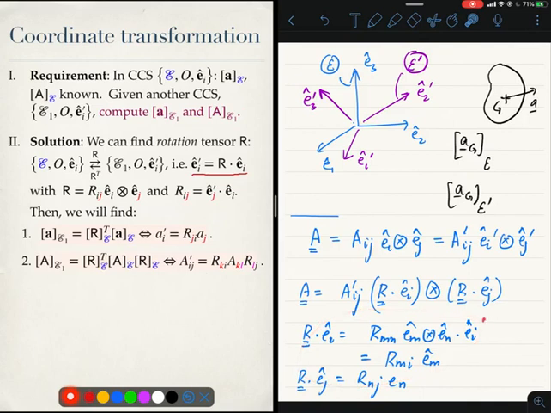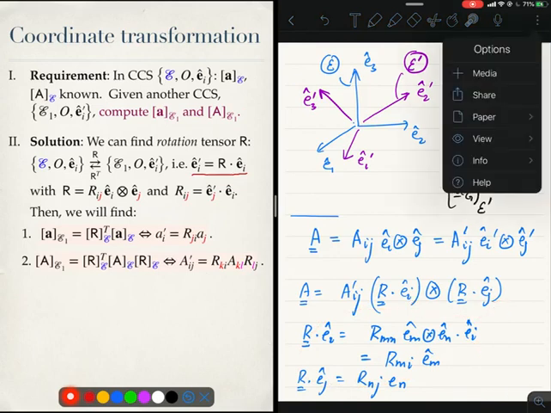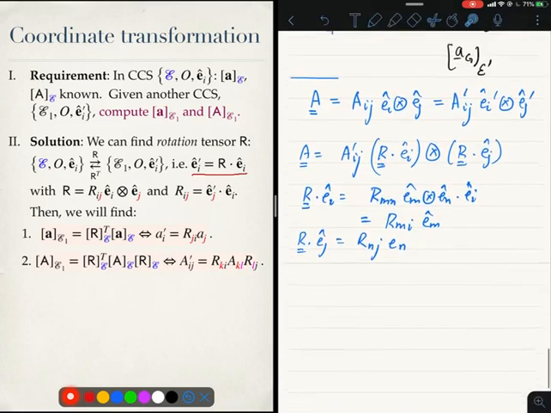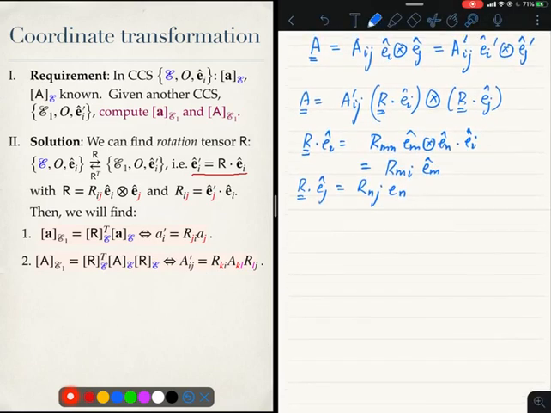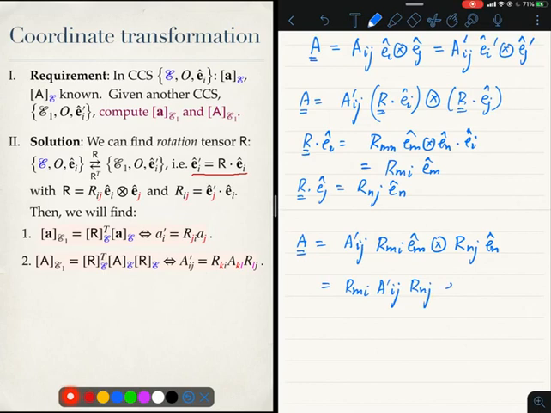Okay, so now I'm going to take these and shove them over here and here. Let's do that, but first we must have a seamless flow over here. So now when I do that, I will get A to be A prime_ij r_mi e_m tensor r_nj e_n. That's the unit vector. Collecting everything together, I will write r_mi A prime_ij r_nj e_m tensor e_n.